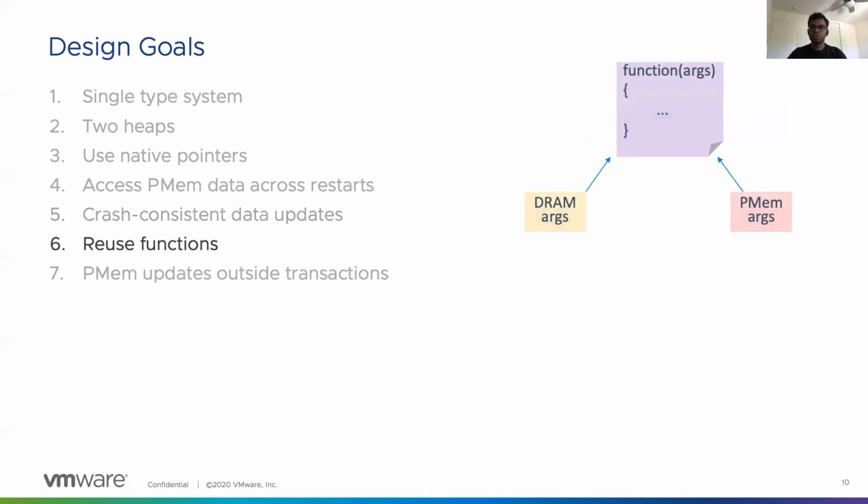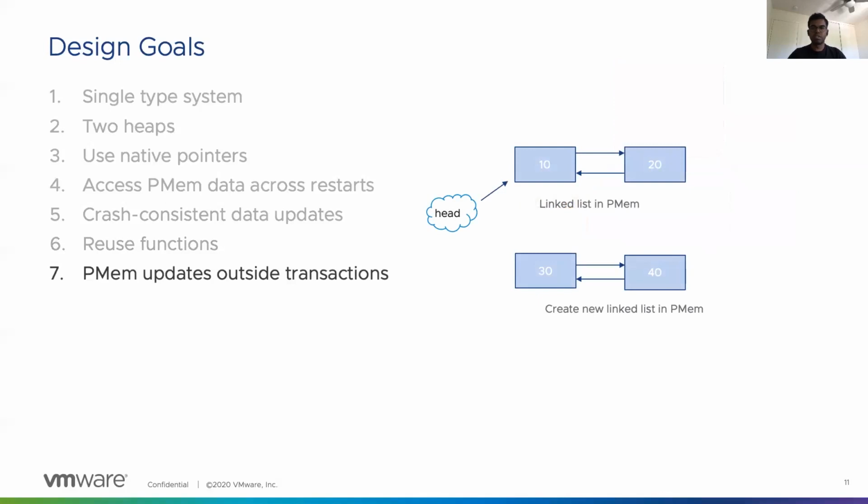We want to be able to reuse functions. A lot of our current programming practices rely on abstracting out operations as functions and reusing them from different places. We want something similar. We don't want to rewrite functions which do the same thing, only for data residing in PMEM. So if we have a function, irrespective of the location of its arguments, whether it is in DRAM or PMEM, the function should just work.